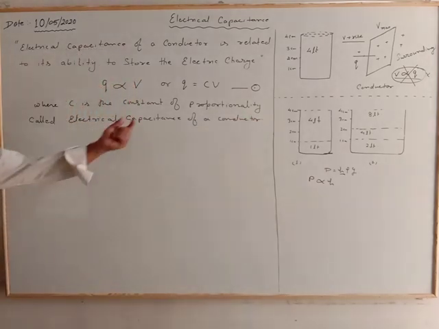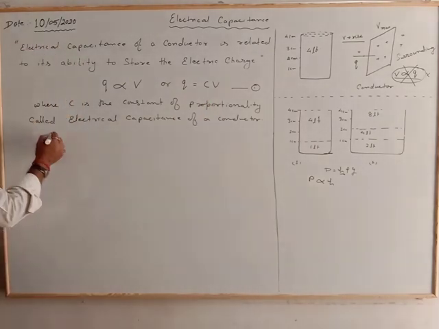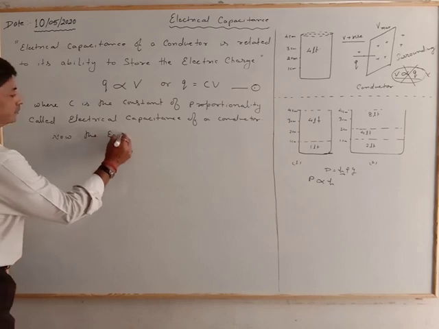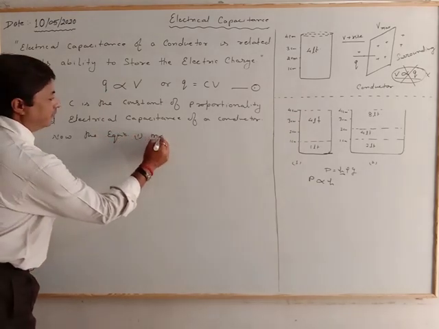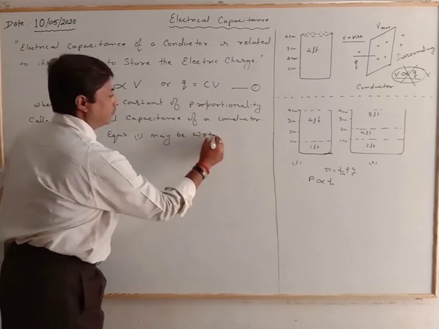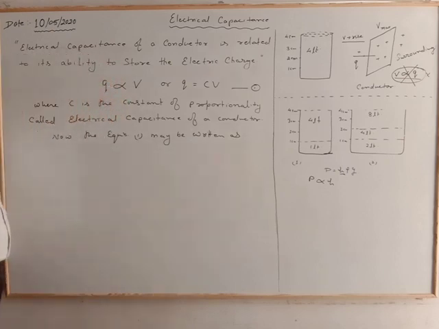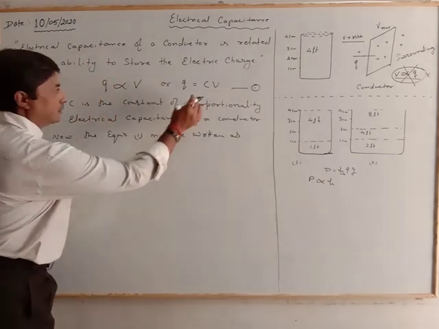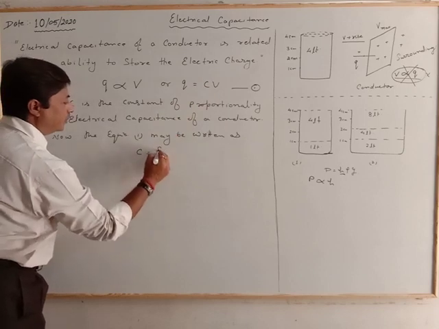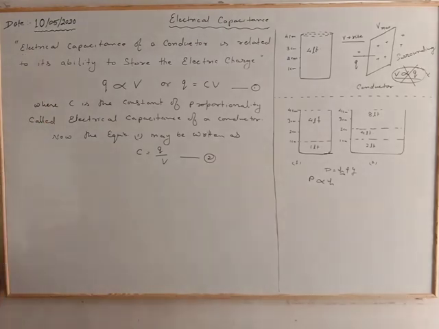Now equation 1 may be written as C is equal to Q by V. Now this is relation number 2.